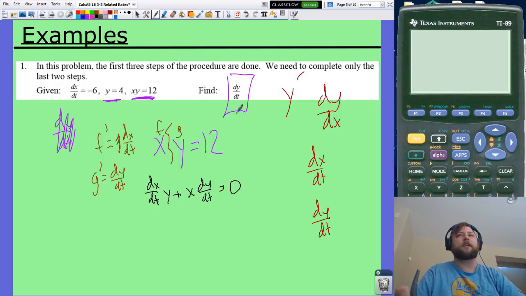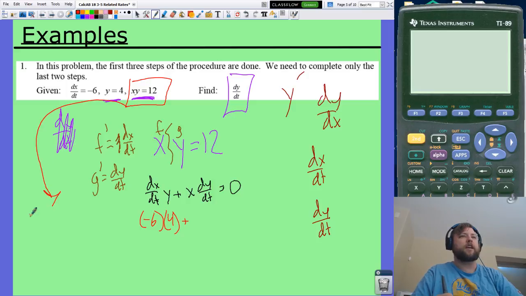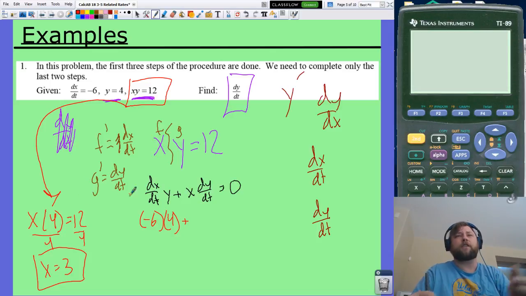Now I want to plug things in. Again, I want to solve for this one. I know my dx/dt equals -6, and my y equals 4. But my problem is, what's x? This is not given to you explicitly. But since you know y equals 4 and you have this equation, I'm going to take that equation and say x times 4 equals 12. So divide by 4 on both sides, x has to equal 3. Sometimes some information is not given to you, but you can figure it out.